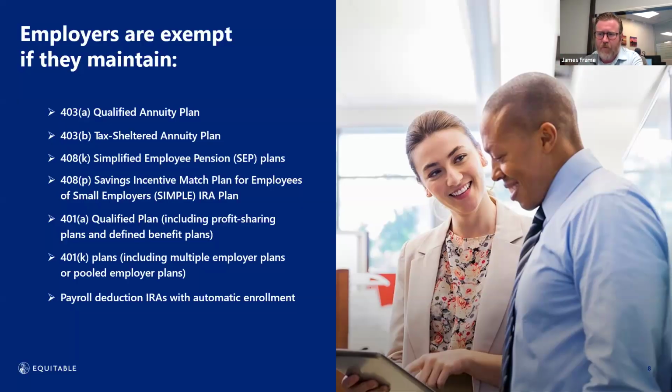Most people know about the 401k plan. And then, of course, last but not least, we have the payroll deduction IRA with automatic enrollment. What is that? That's the CalSavers plan, but you can just do it with a traditional IRA as well. So let me jump in here to give you some explanations of what these are. I'm not going to do these in order necessarily.